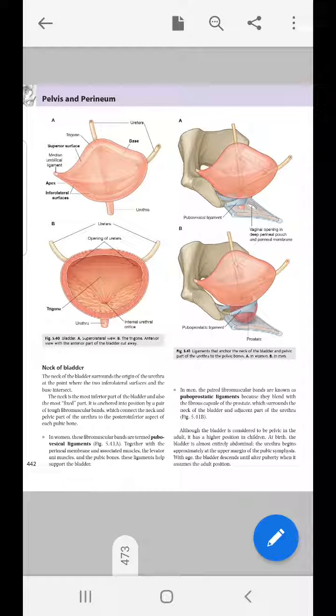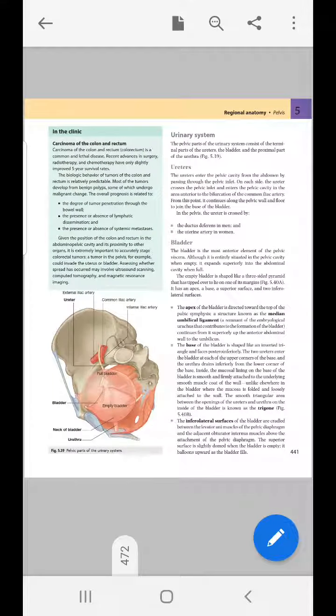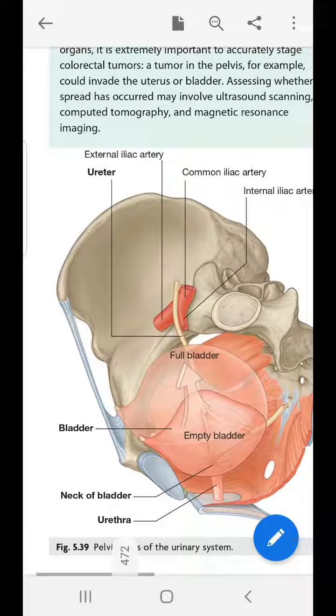Now let's talk about the mean capacity of the bladder. As the bladder fills up, it can expand into the abdomen. The mean capacity of a bladder in an adult male is about 220 milliliters, and it varies from 120 to 320. However, filling beyond 220 will cause a desire to micturate. Micturition is just the passage of urine.